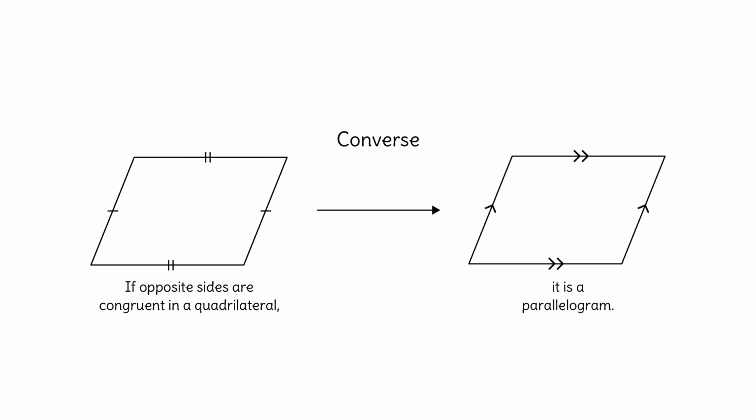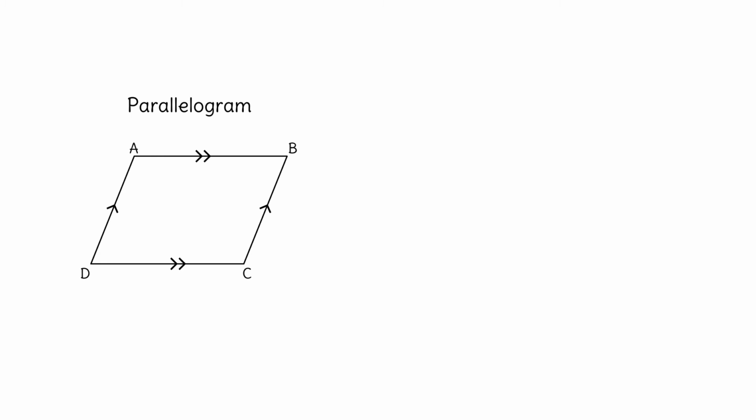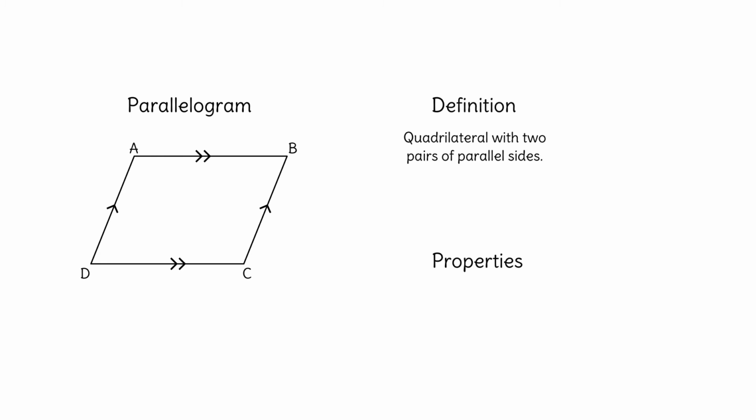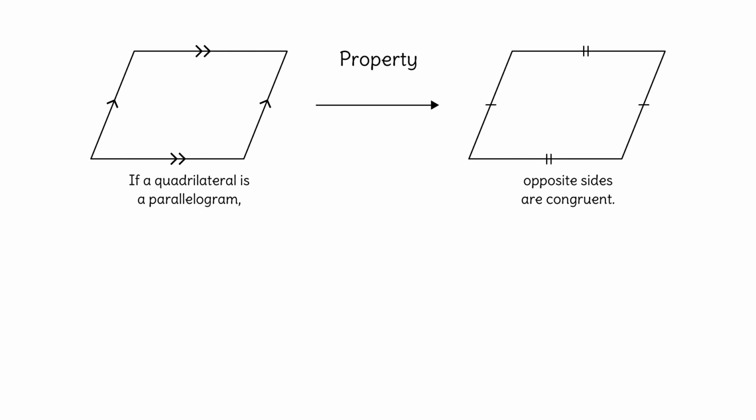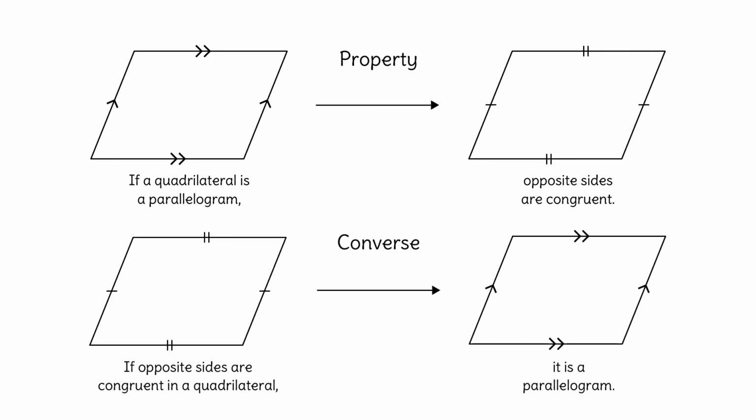Like many other types of geometric objects, a parallelogram has a definition and various useful properties that we can prove. In this case, we proved that if a quadrilateral is a parallelogram, opposite sides are congruent. Sometimes we can also prove the converse of a property. In this case, we proved that if opposite sides are congruent in a quadrilateral, then it's a parallelogram. A property and its converse, two useful tools for you to use in your future proofs.